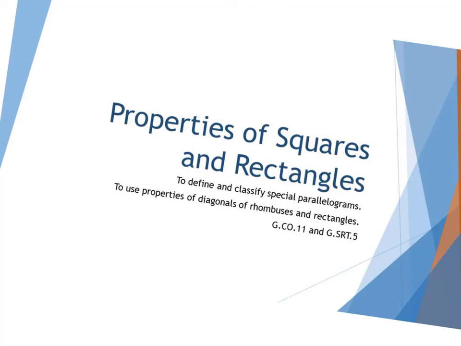This lesson is on the properties of squares and rectangles. The goal is to define and classify special parallelograms and to use properties of the diagonals of rhombuses and rectangles. The standards are Congruence number 11, and Similarity, Right Triangles, Trig number 5.